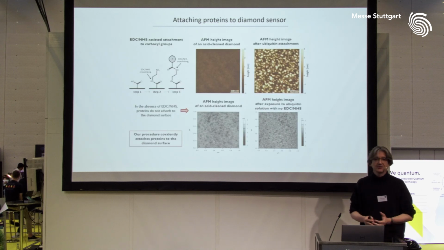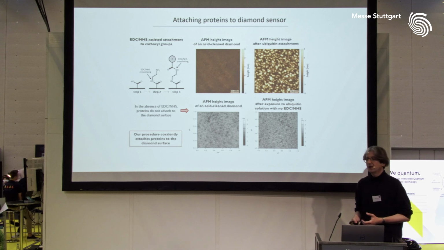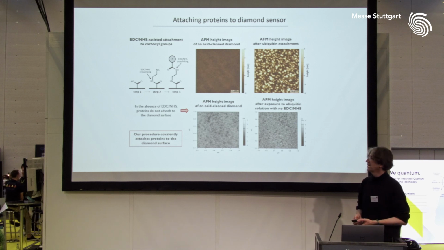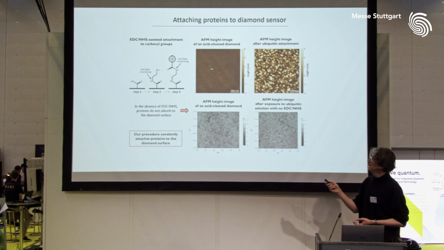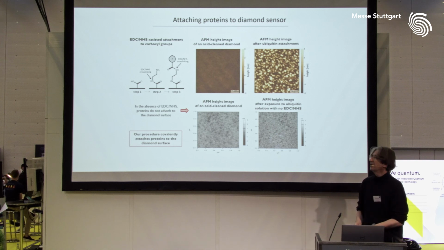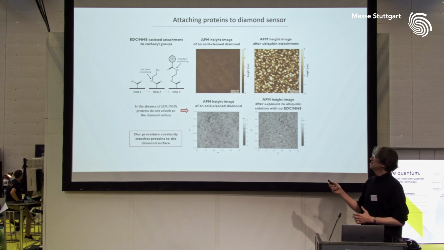So there are a few key elements. It's not only about having a good sensor, but also attaching it to the biomolecules. And this kind of classical biochemistry is also very, very essential. So here is an example of very clean diamond with NV centers sitting behind the surface. And then a special chemistry process was applied, leading to attachment of proteins.